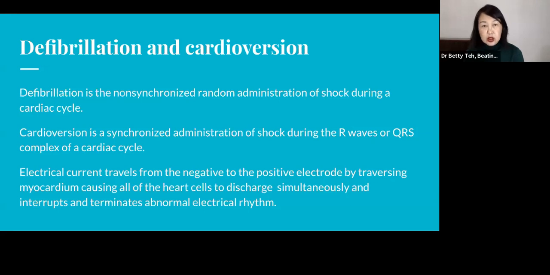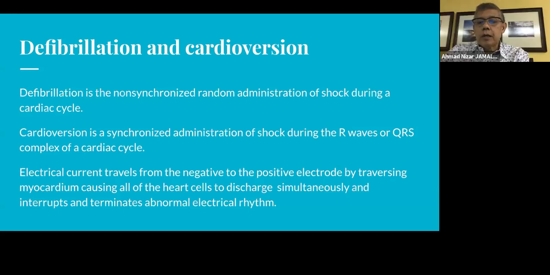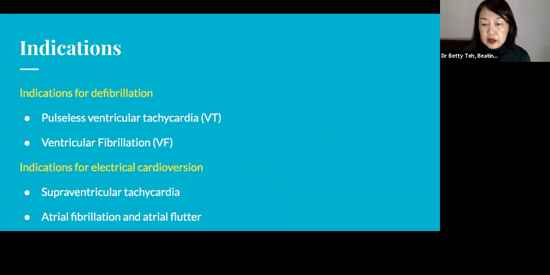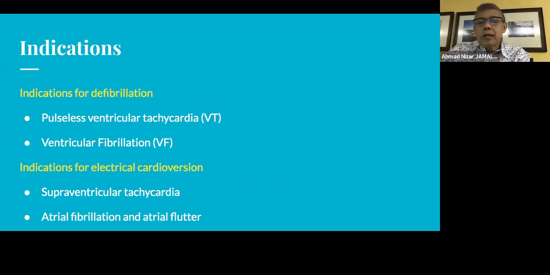Okay, we'll move to cardioversion and defibrillation. Next slide. We have spoken for an hour, so there's no time limit. There's no time limit because this Zoom, I've paid for it. Can you go back one slide, Ben?